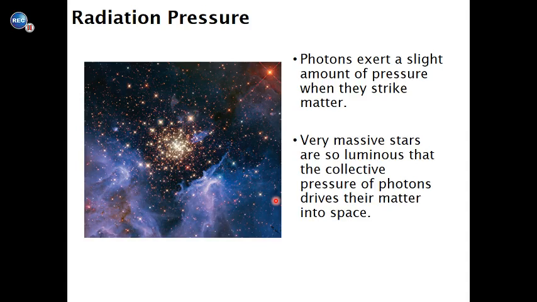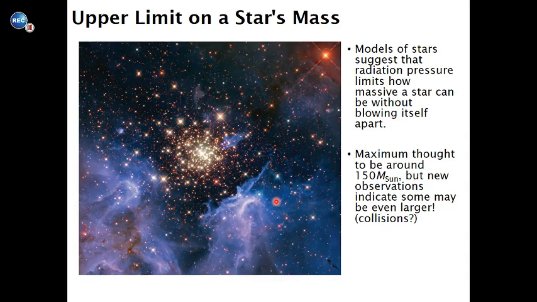Effectively, photons can apply a small amount of pressure. They can put energy into an object when they're absorbed. So, very massive stars produce so many photons that collectively they're a fairly big push outwards, and they drive matter back out into space. So that kind of limits how big a star can be. Now, the actual value of that limit is kind of hard to speak of. This radiation pressure seems like it would limit at about 150 solar masses.